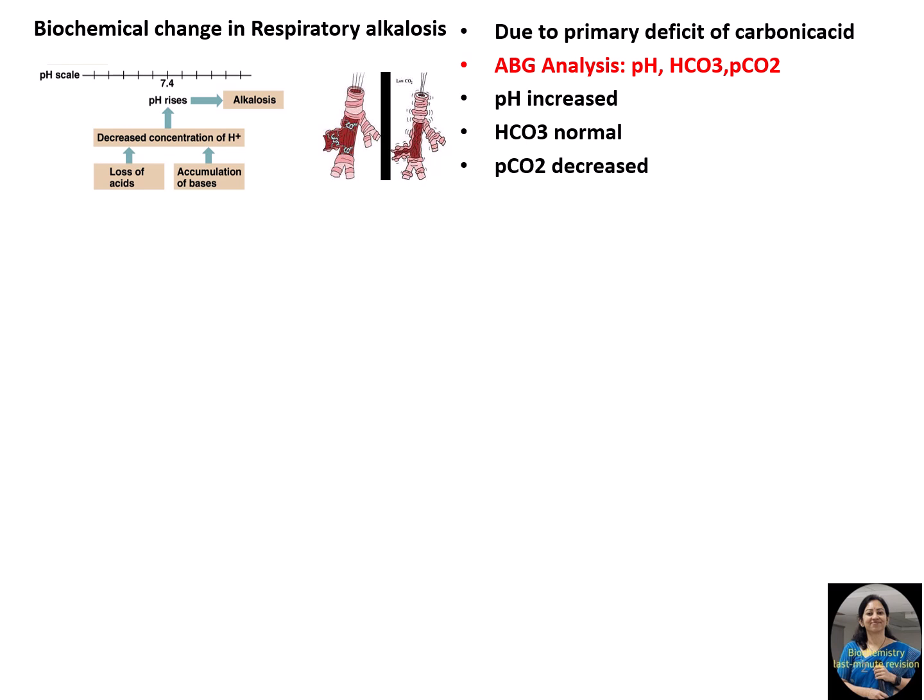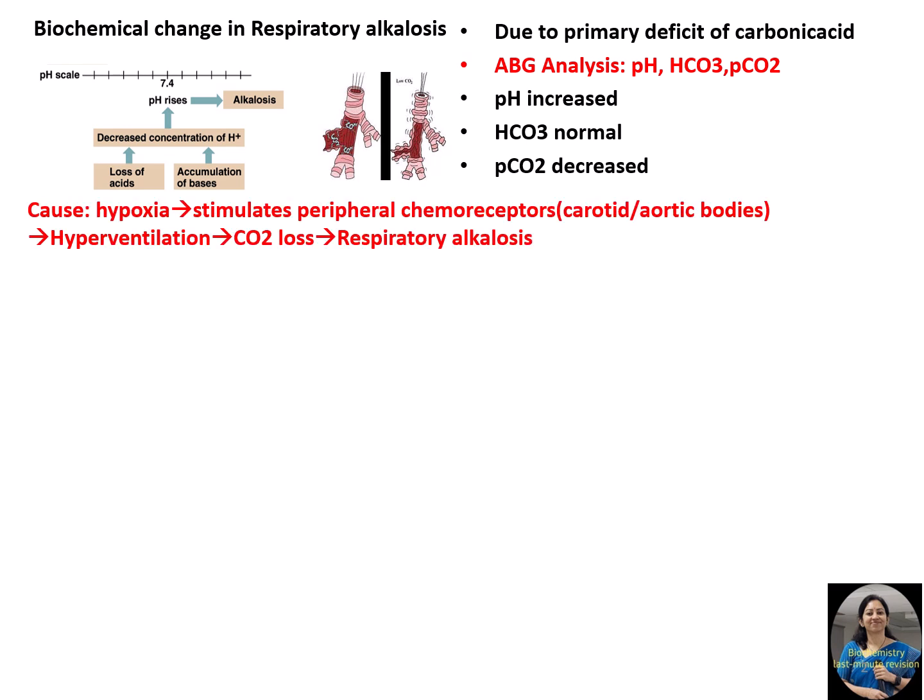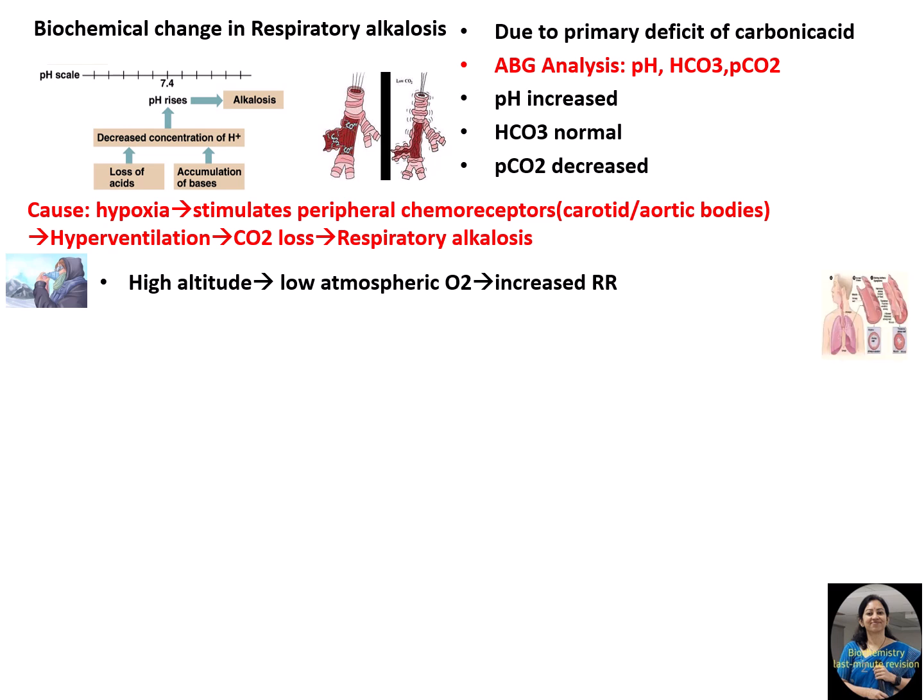Now this respiratory alkalosis is mainly characterized by hyperventilation, resulting in decreased partial pressure of carbon dioxide and decreased concentration of carbonic acid. So the main cause is hypoxia, which stimulates the peripheral chemoreceptors, both carotid and aortic bodies, resulting in hyperventilation, leading to loss of carbon dioxide and contributing to the development of respiratory alkalosis. The causes include high altitude, where the atmospheric oxygen concentration is low, resulting in increased respiratory rate, leading to hyperventilation, carbon dioxide loss and respiratory alkalosis.